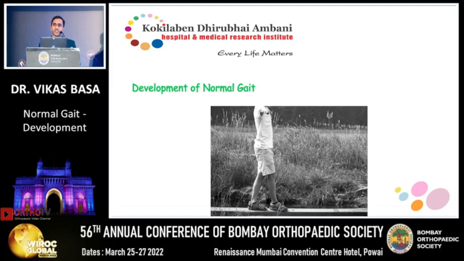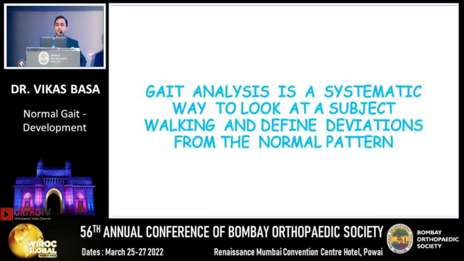A walking child or an individual is a subject for learning orthopedics. In orthopedics, whenever we examine a patient, the examination starts with the gait. So I think the development of a normal gait is very important to know how it develops and how it starts. I believe that gait is a systematic way to look at a subject walking and define deviations from the normal pattern. Is it even possible to study gait scientifically? Yes, it is, because the normal gait is well defined and it is consistent beyond the age of 7 years.